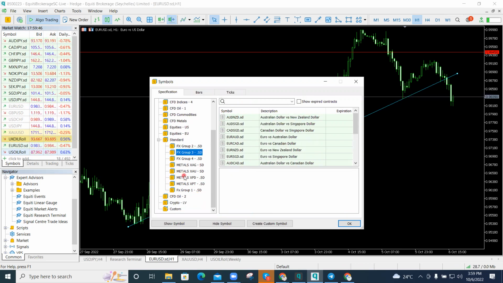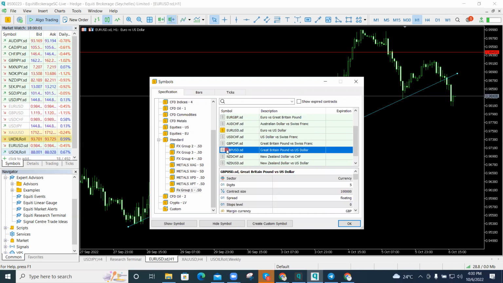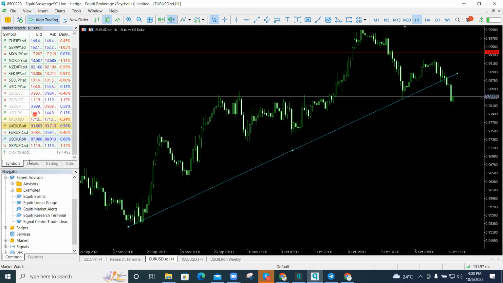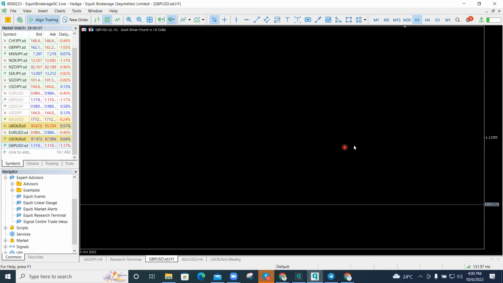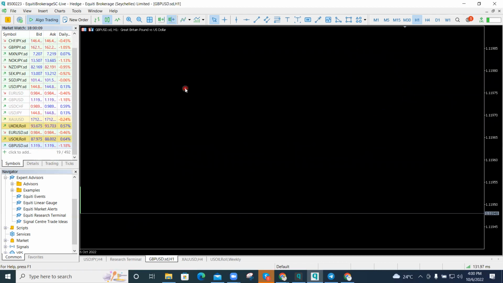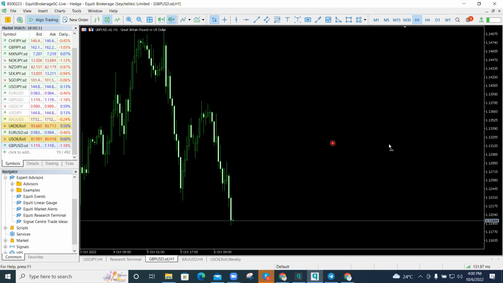So just a second, we look for GBP USD, we had it up, and we can check out GBP USD. All right, so I think this is GBP USD. So let me add it up to my market watch, and of course bring it to my charts. So I have GBP USD.